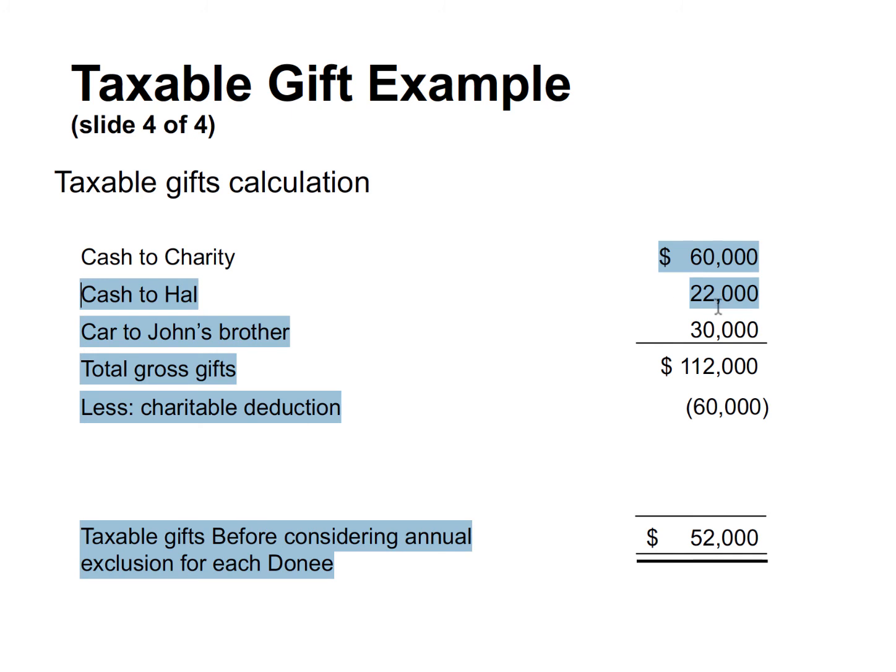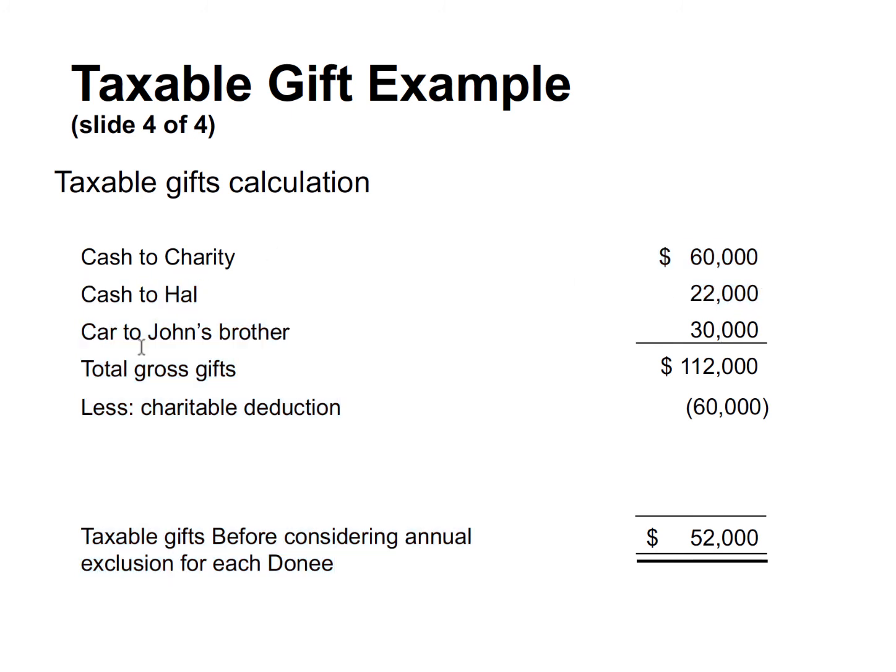Cash to Hal, who's the son, is a gift at $22,000. The car to John's brother is the net equity of $30,000. That gives us total gross gifts of $112,000, minus the $60,000 for the charitable deduction of the cash to charity. This has to be a qualified organization. Again, before considering the annual exclusion for each donee, it's going to be $52,000 subject to gift tax.